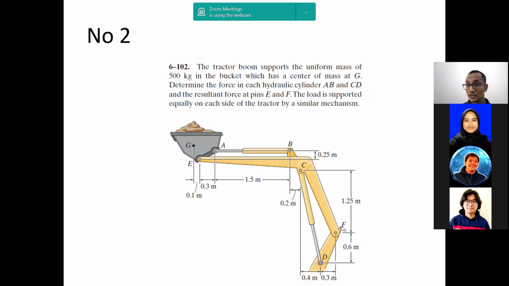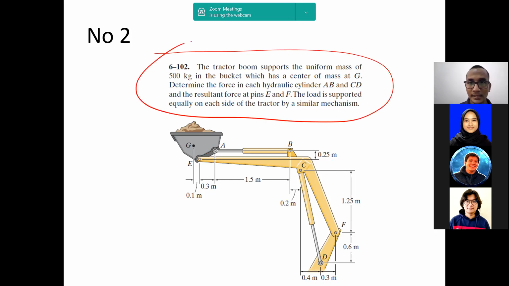Okay, so this is for everyone. If it's not written in the problem that the member has mass, it means we can assume it as a massless member, which means that it has no mass. The one that is known from the problem here is the mass. The supported mass is 500 kilograms, and the center of gravity is at G.